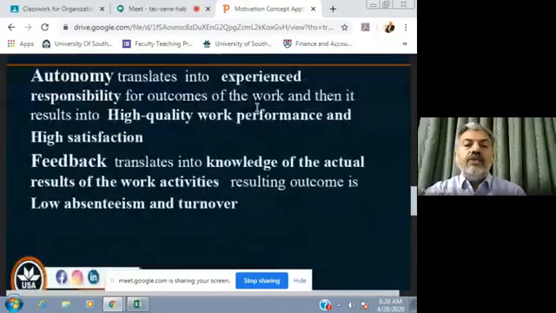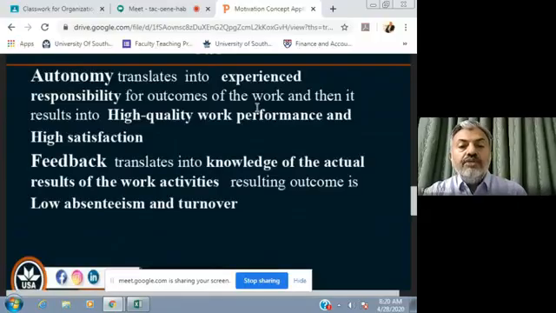Now, let's look at what happens in autonomy and then in feedback. Autonomy's psychological state is experienced responsibility, because you are given an autonomous job, nobody is supervising you, so you have to show your responsibility that now you have to complete that task on your own, and nobody is going to keep asking you after every hour whether, Ahmed, you have completed your task or not. Ahmed, is it finished? Are you about to finish? Have you finished 25% of the job, 50% of the job? Nobody is going to ask you these questions, but they want an outcome.